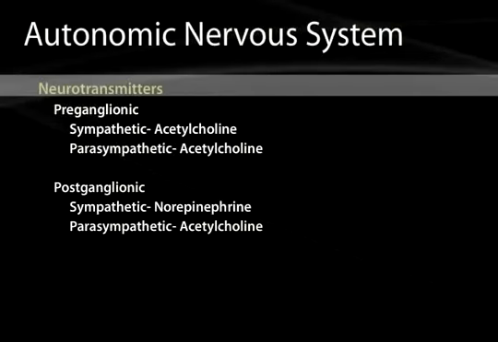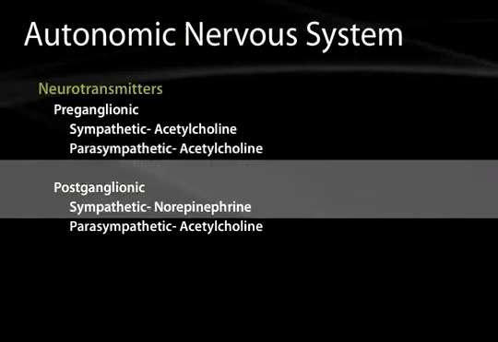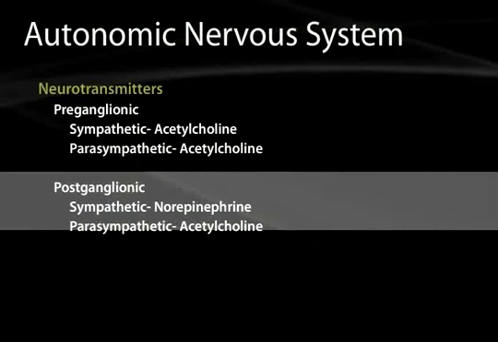What are the neurotransmitters that are used for these two autonomic systems? Both systems use acetylcholine for the preganglionic neurons. So the sympathetic system will use acetylcholine, and the parasympathetic system will use acetylcholine. For the postganglionic neuron, this is where the two systems differ. The sympathetic system will use norepinephrine, whereas the parasympathetic system will use acetylcholine.